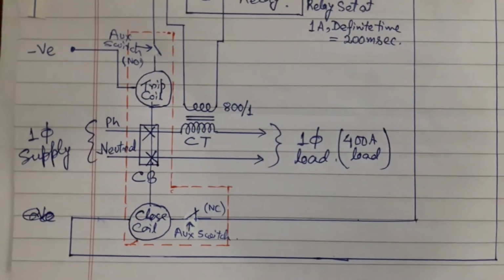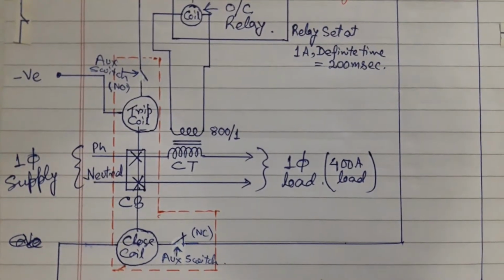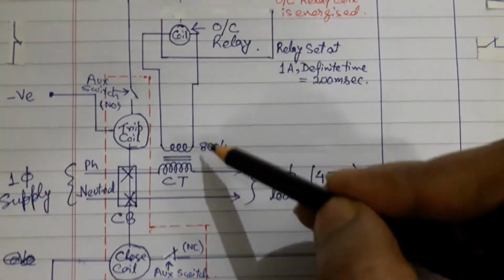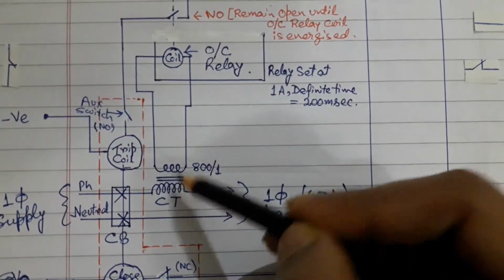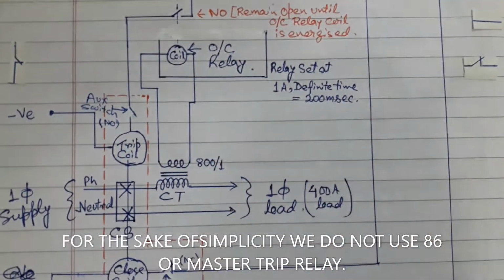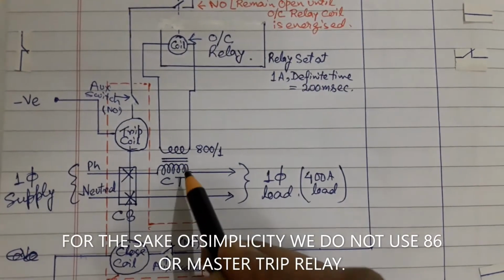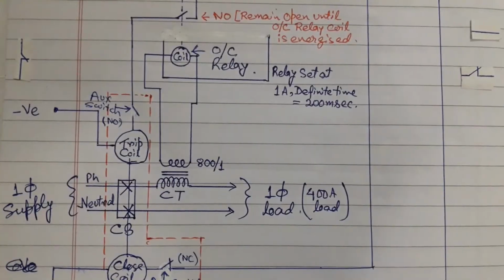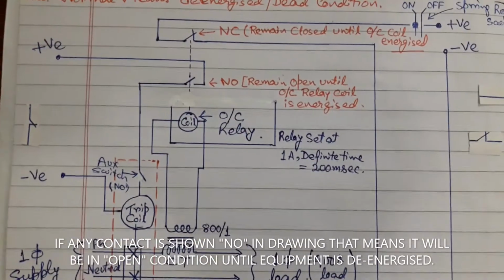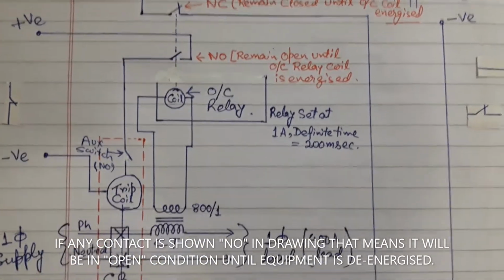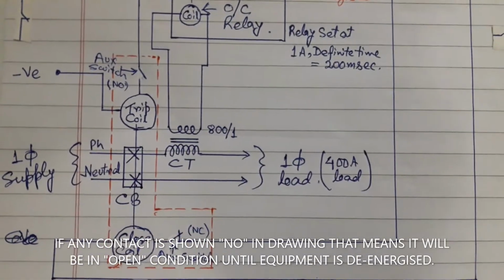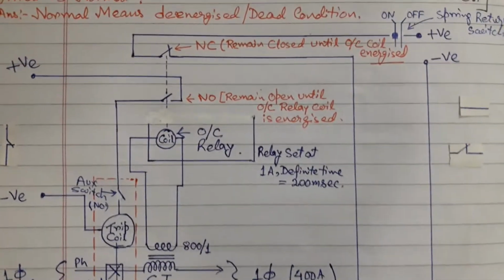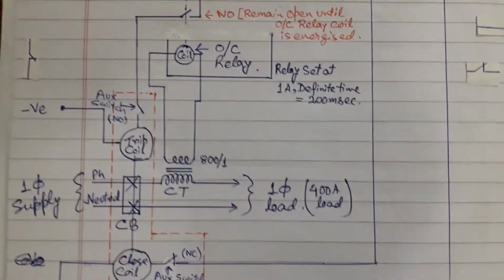Now we will study this diagram. This is a diagram of a circuit breaker and protection device. This is a CT and this is an overcurrent relay. Now both of these, the CT and circuit breaker, are connected to a primary circuit. Now any panel drawing represents the normal or dead condition of that circuit. So this drawing is representing a dead circuit or dead line.